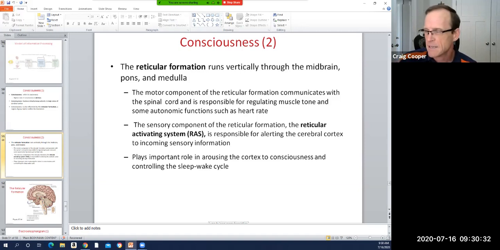So these are going to be tied into that sleep-wake cycle. We think about circadian rhythms, things like that. Those are related to hormonal releases and different things like that. All of that's really important and related to this reticular formation portion of the brain.